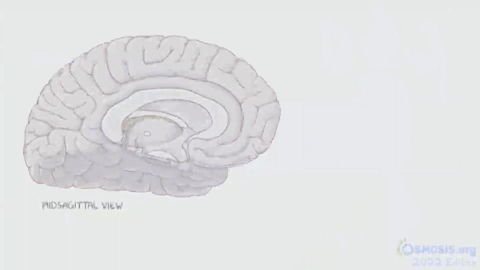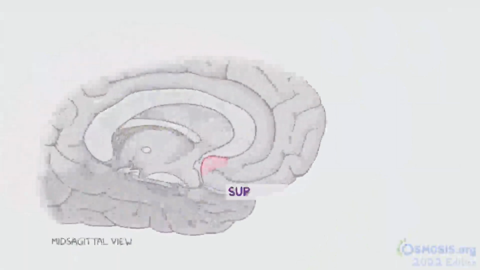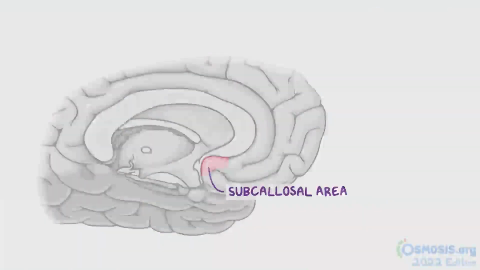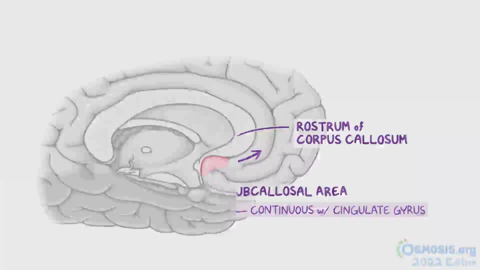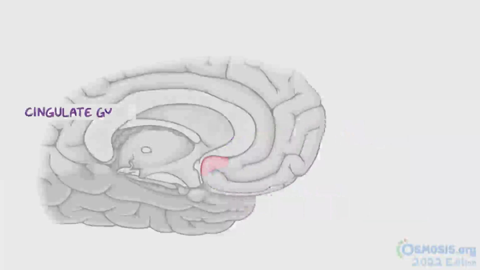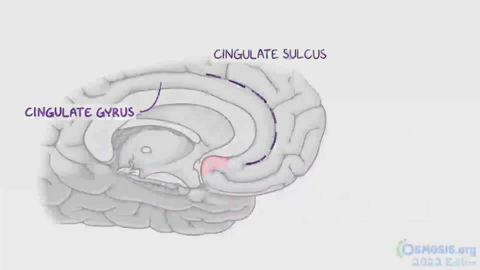On a mid-sagittal section of the brain, we can see the subcallosal area on the medial side of the frontal lobe, just anterior to the lamina terminalis and inferior to the rostrum of the corpus callosum. Anteriorly, it is continuous with the cingulate gyrus, which arches over the genu, body, and splenium of the corpus callosum. Superior to the cingulate gyrus, there is the cingulate sulcus that separates it from the rest of the cerebral cortex.